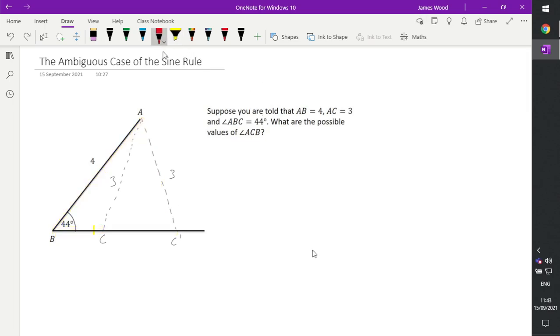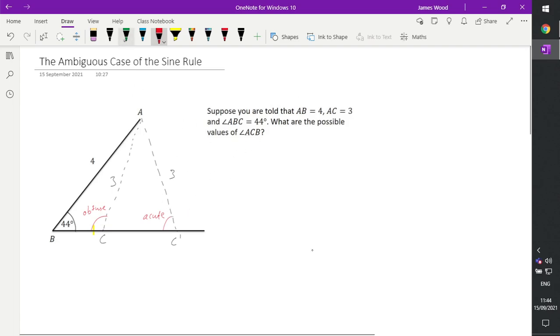So the two different angles for ACB, so we're talking about that angle there or that angle there. One of them, in this case this one, will be an acute angle, and one of them will be an obtuse angle. So how do we work out which one we want? Well, you can either state that there's two possible answers, or they might tell you, given that ACB is an obtuse angle, or given that ACB is an acute angle, in which case you know which one to pick. How do we actually work them out though?